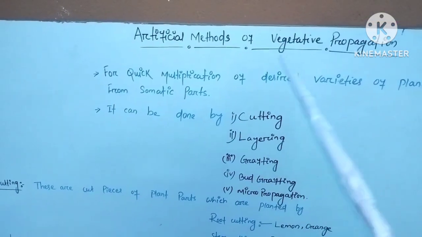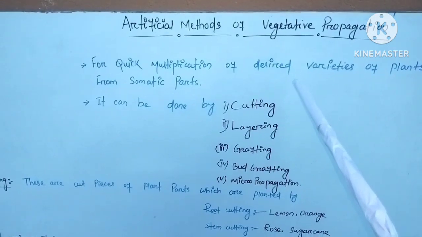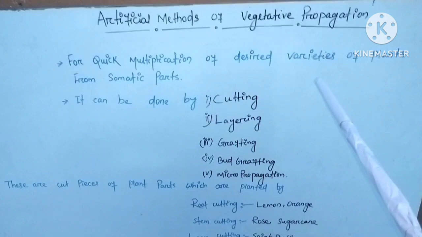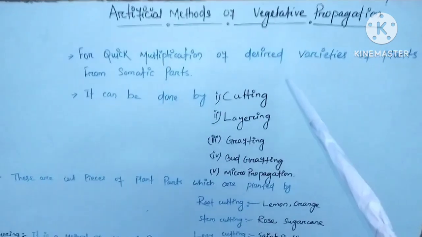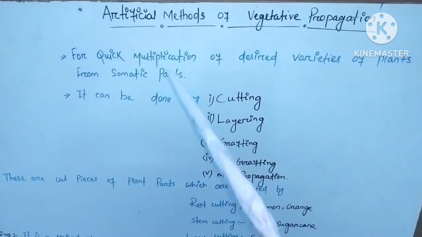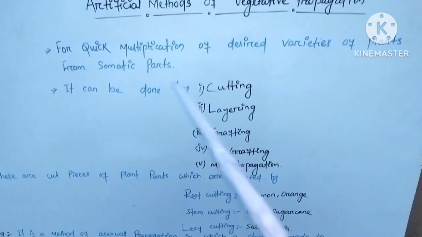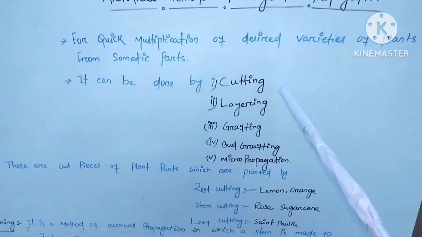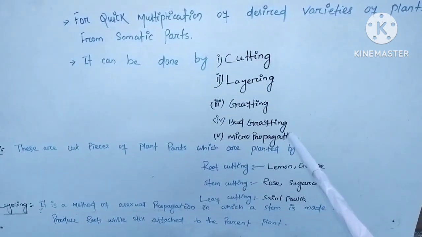Let's start the artificial method of vegetative propagation. This is a completely man-made process in which we intentionally cut some parts of a plant to develop into new varieties. An example is the rose plant, China rose. For quick multiplication of desired varieties of plants, we can go for the artificial method of vegetative propagation. It can be done by cutting, that is stem cutting, root cutting or leaf cutting, then layering, then grafting, bud grafting, and micropropagation.